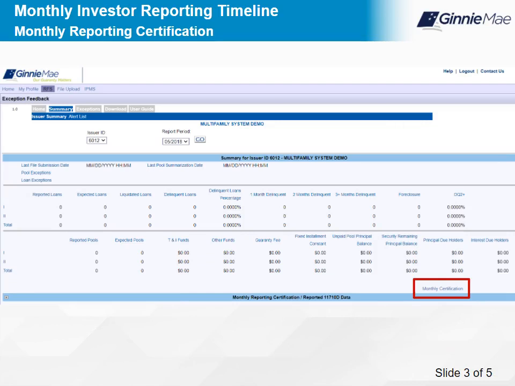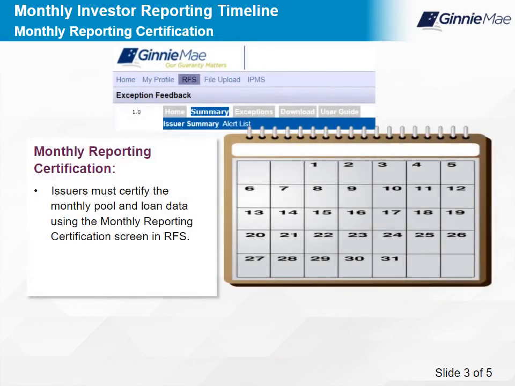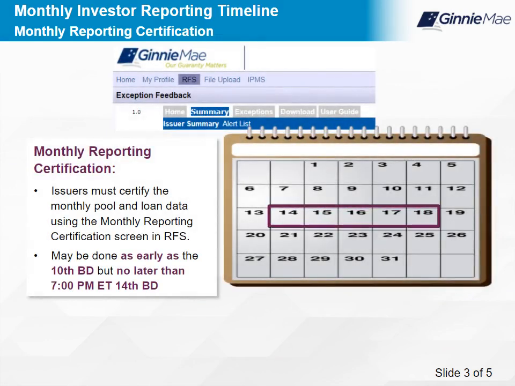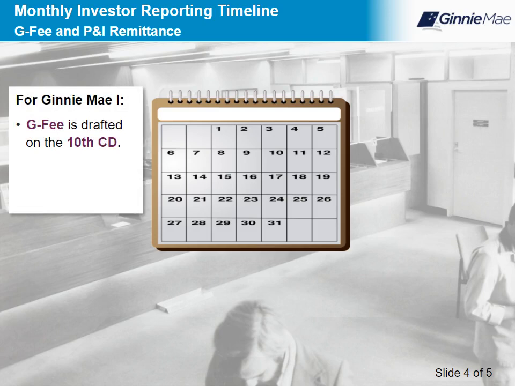For each monthly reporting period, each issuer is required to certify the monthly pool and loan data reported to Ginnie Mae. This certification must be completed using the monthly reporting certification screen located within RFS. This monthly reporting certification may be done as early as the 10th business day of the month, but no later than 7 p.m. Eastern Time on the 14th business day of the month. Select Next to continue.